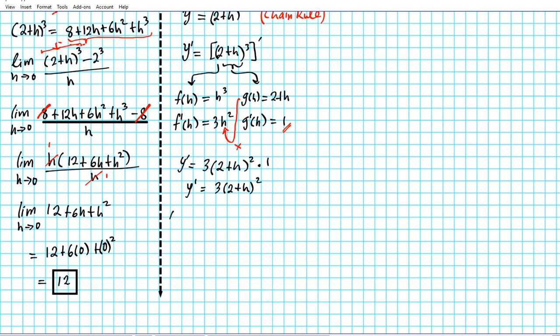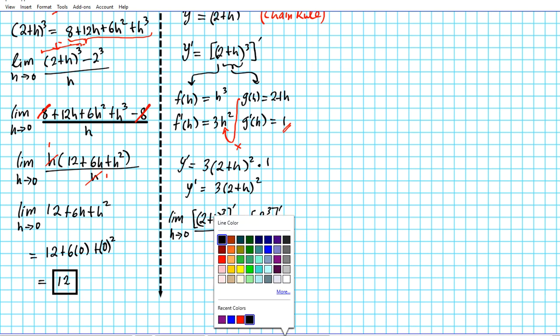The limit as h approaches 0 of the derivative of the top, so of (2 plus h) to the third, minus the derivative of 2 to the third, divided by the derivative of the denominator. Okay, so what we just did is we found the derivative of this component right here, which is 3 times the quantity 2 plus h squared.